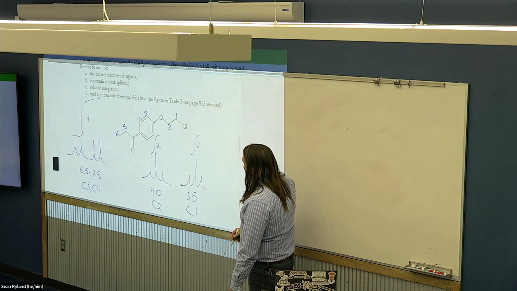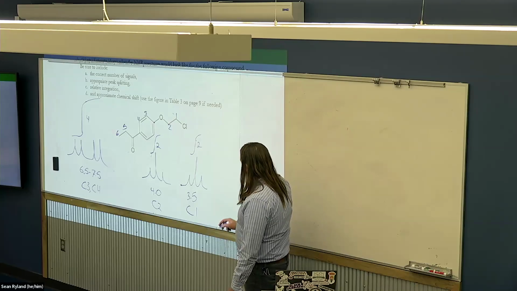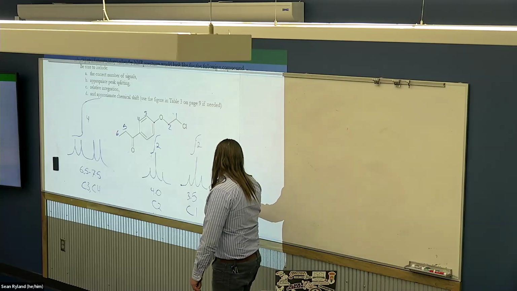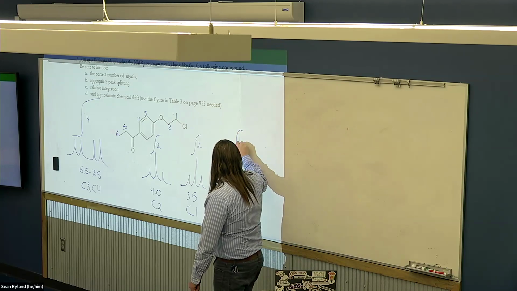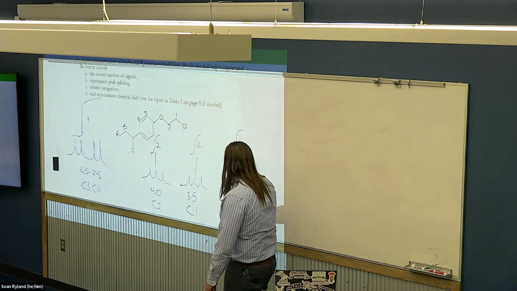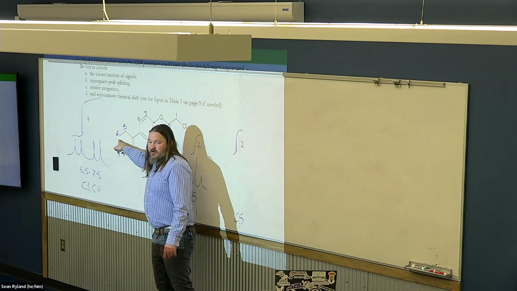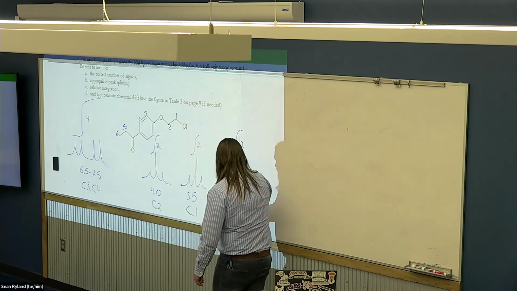And last but not least, we've got 5 and 6. 5 is going to come first. Integration of 2. What's the splitting going to be for carbon 5? Yeah, so 3 nearest neighbors. So we'll see the quartet.